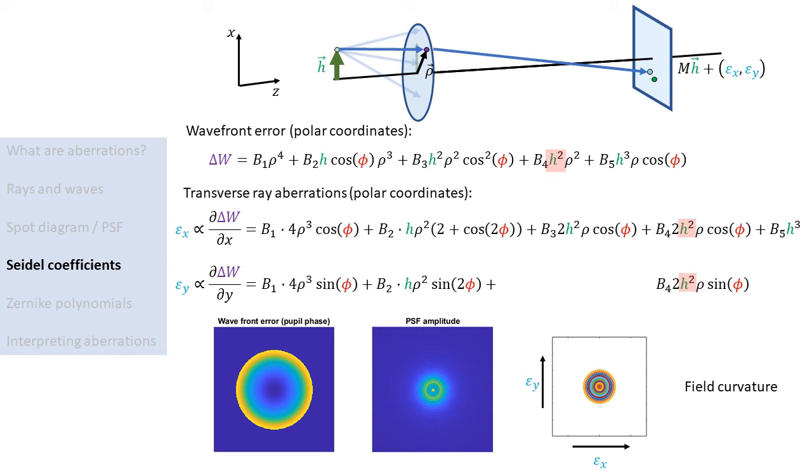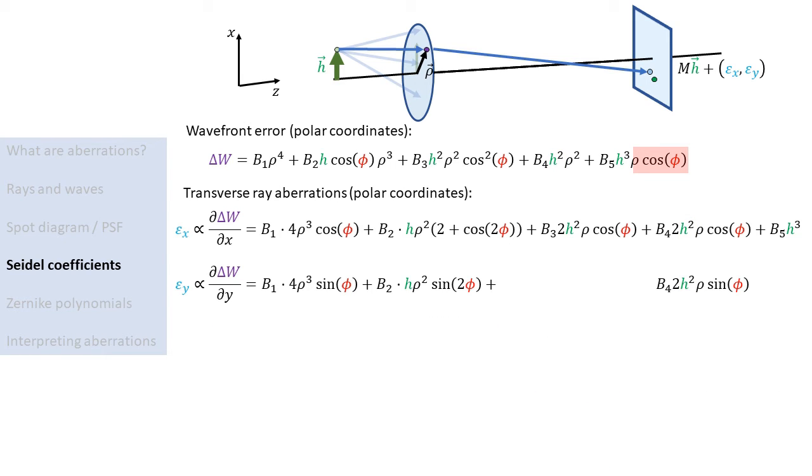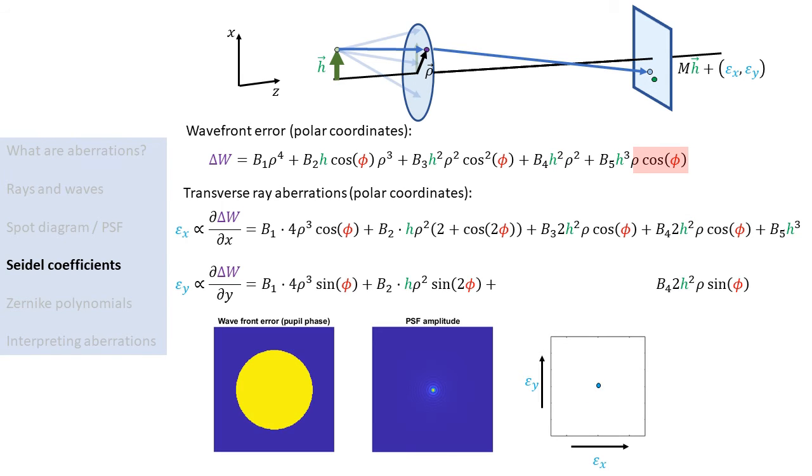The final term is linear in the pupil coordinate, which we know corresponds to an image shift. Also here it's important to note that the shift depends on the location of the point source. So all points of the object are imaged sharply, but at the wrong location. This means that the image is sharp but distorted. Hence, this aberration is called distortion.